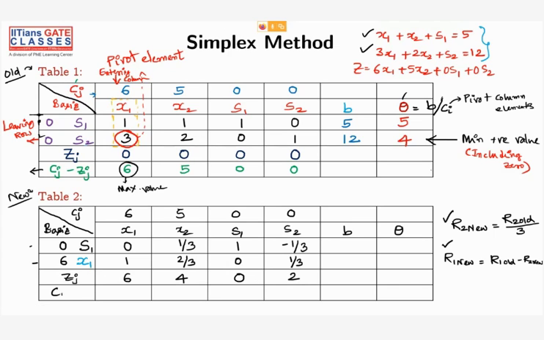Then you calculate the values of Cj minus Zj. 6 minus 6 is 0. 5 minus 4 is 1. 0 minus 0 is 0. 0 minus 2 is minus 2. Again, you follow the same steps. In this Cj minus Zj, you want the maximum profit. So zero profit is not allowed, and negative profit means loss, which is not allowed. Select the maximum positive value, that is your 1. So I am selecting this.